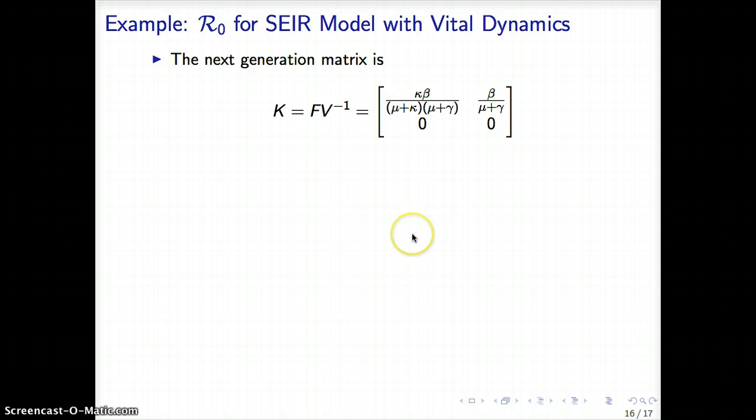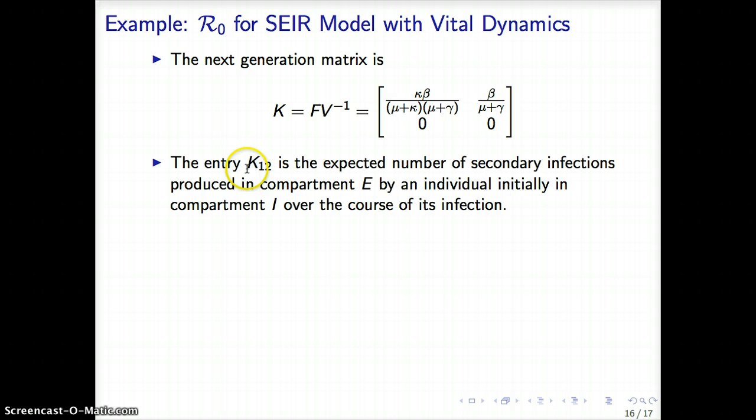Okay, so we observed that for this matrix, called the next generation matrix, the entry on row 1, column 2, this entry, beta over mu plus gamma, quantifies the expected number, the average number of secondary infections produced in compartment E by an individual in compartment I, and this production is over the course of the infection.